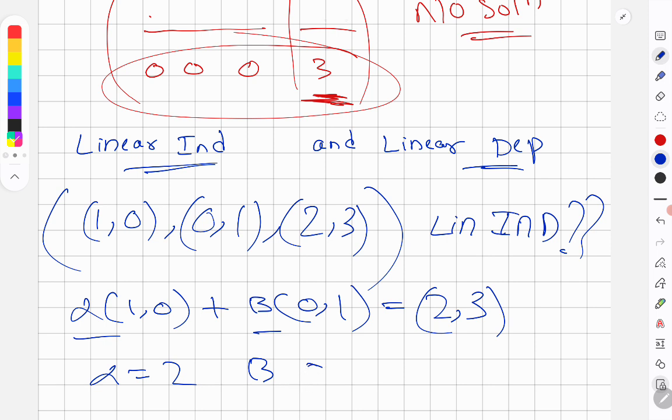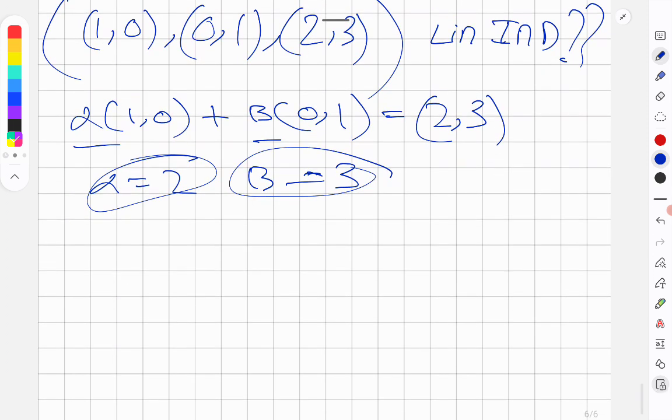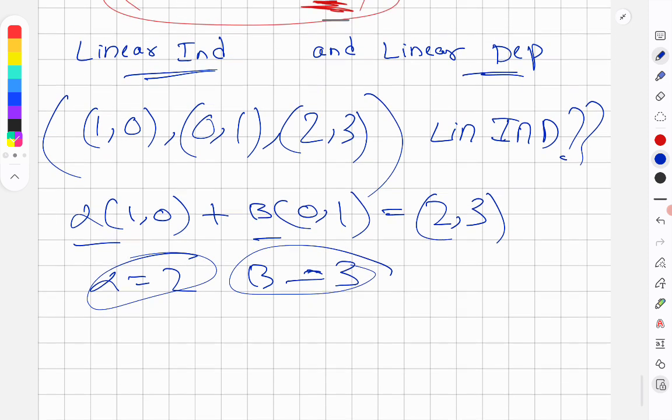You got it. And how should we calculate alpha and beta? Because this is very simple. But I will tell you a method. If we have vectors in R3 or R4, you will never do it this way. I will tell you which method you should prefer.